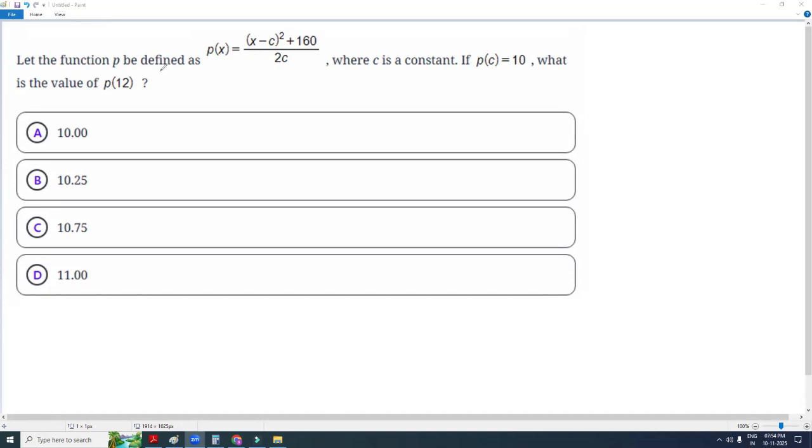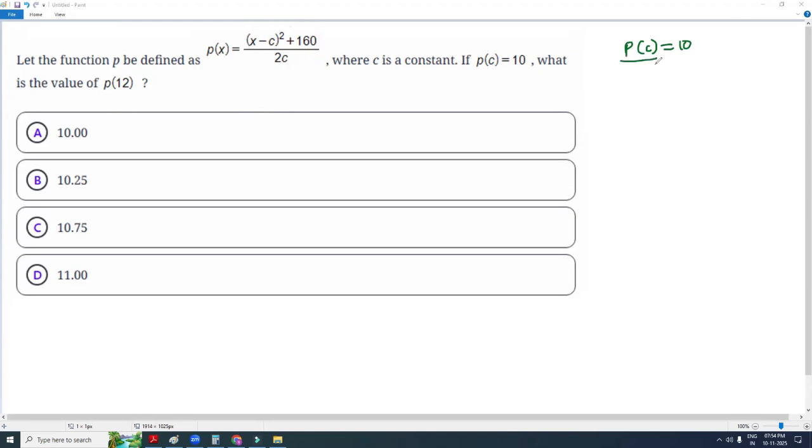Let the function p be defined as p of x equals x negative c the whole squared positive 160 divided by 2c, where c is a constant. If p of c equals 10, what is the value of p of 12? Okay, to get the value of p of 12, we have to plug in this 12 for x into this function. But before that, we must know the value of the constant c. For that, we can use this information. That is, p of c equals 10. And we know that this is what we have for p of x.